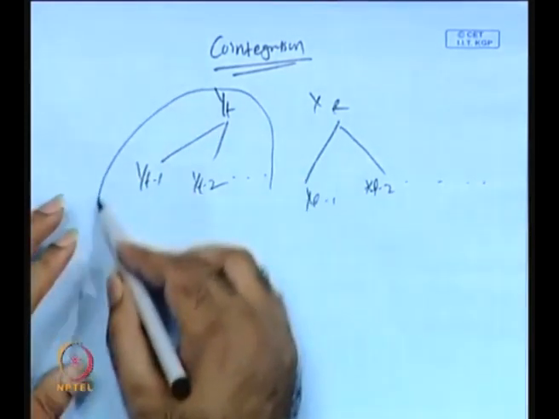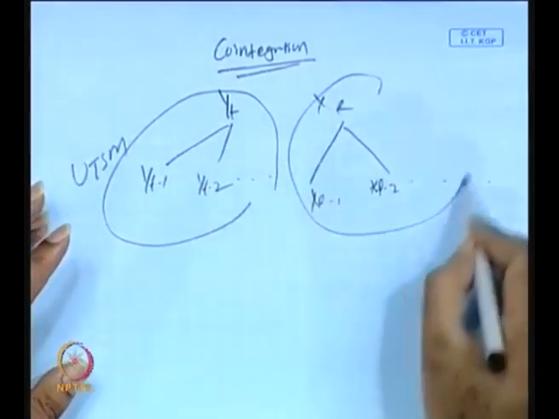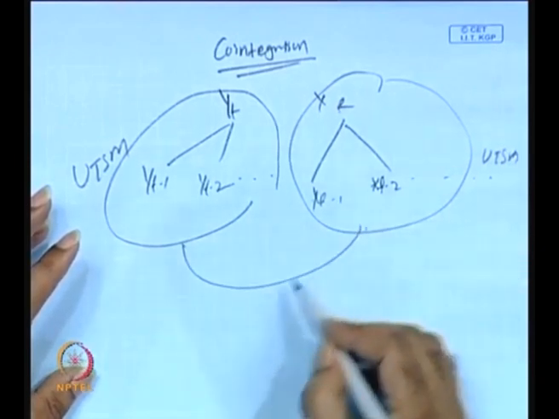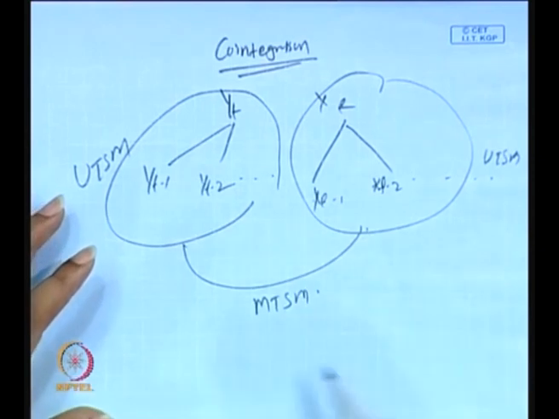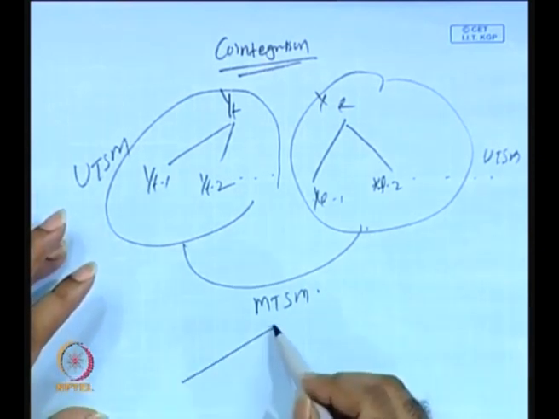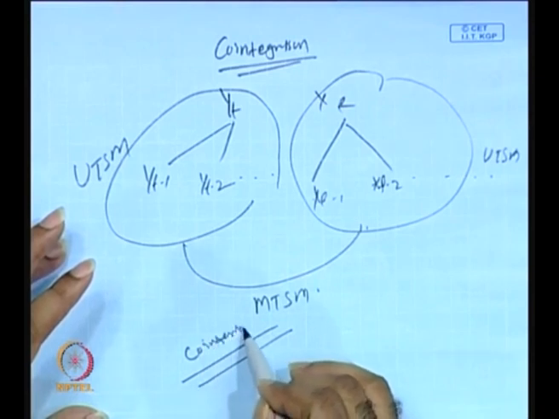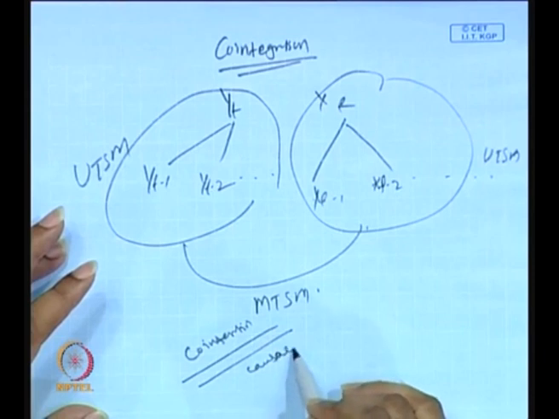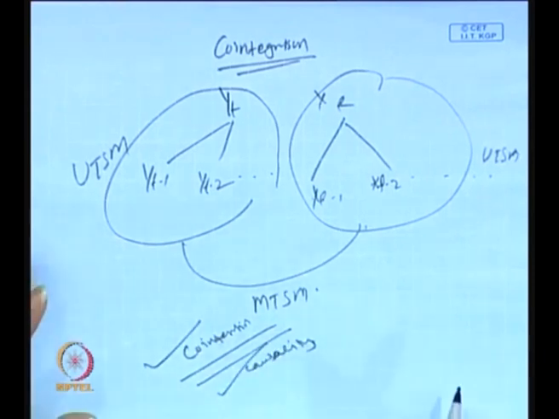If the boundary is on this side, it is called univariate time series modeling, and this is also univariate time series modeling. But when we integrate these two, this is called multivariate time series modeling. There are lots of techniques under multivariate time series modeling. One is called cointegration, and another is called causality. So, our main discussion today is with respect to cointegration and causality.